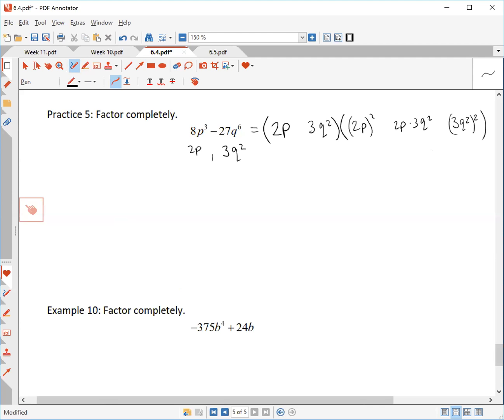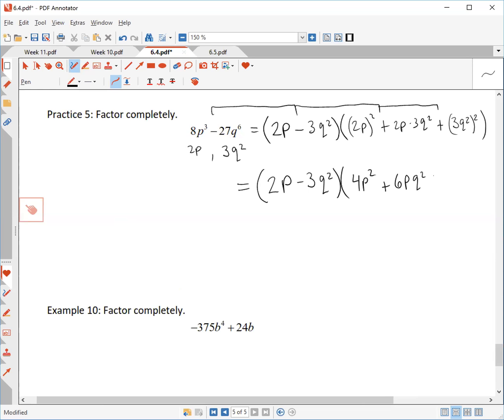And now we use SOAP. Same sign, opposite sign, always positive. 2p squared is 4p squared. 2p times 3q squared is 6pq squared. And 3q squared squared is 9q to the 4.